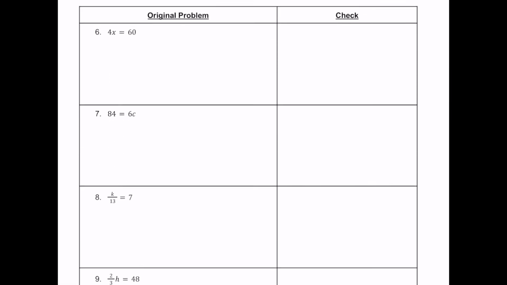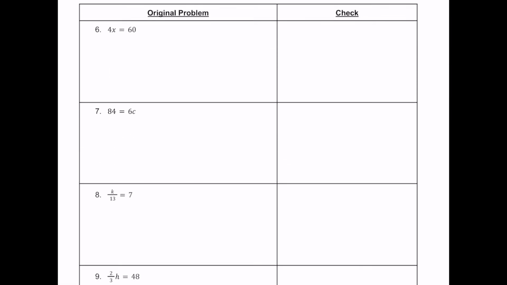Now let's go ahead and move on to some multiplication and division with number 6 here. For number 6, we have 4x, or 4 times x, is equal to 60. To solve this type of equation, we're going to go ahead and use the division property of equality and divide both sides by 4. On the left side, 4 divided by 4 is just going to equal 1, so we're going to have 1x, or 1 times x, is equal to, and on the right side, 60 divided by 4 is equal to 15.